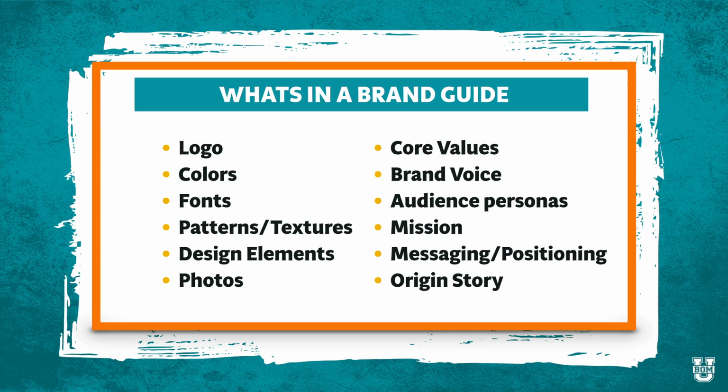So what are the elements that are in a brand guide? Well, any element that's part of your brand identity should be part of your brand guide. So you're going to have your logo, colors, fonts, any patterns or textures, design elements, photography. Those are all the visual things. And then in some cases, some of the more comprehensive brand guidelines will include things like your core values, your brand voice, your audience personas, your brand mission, messaging and position, and whatever your origin story is. So you can make this document as simple or as complex as you need it to be. But in this lesson here, we're really going to be focusing on those foundational things, the things that we've been learning in this course, and that's going to be your logos, colors, your fonts, and also your brand photography.